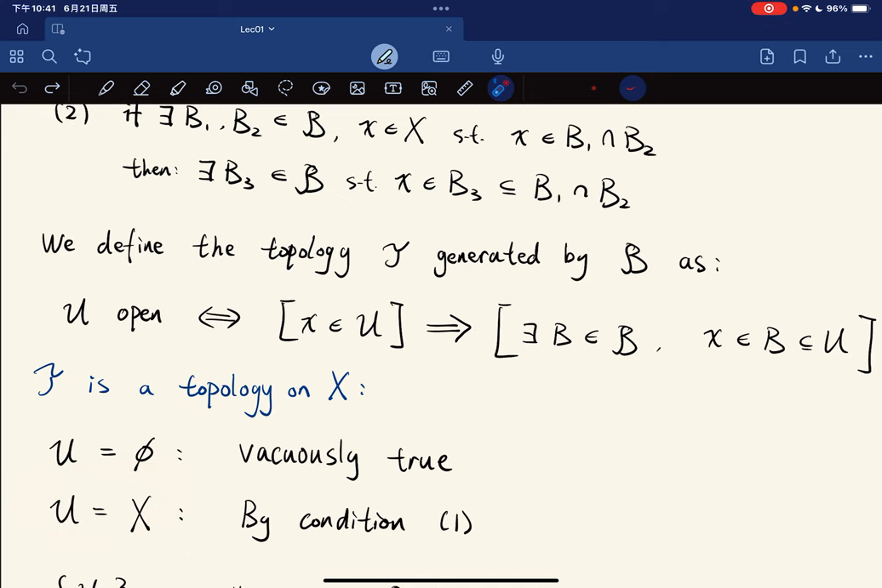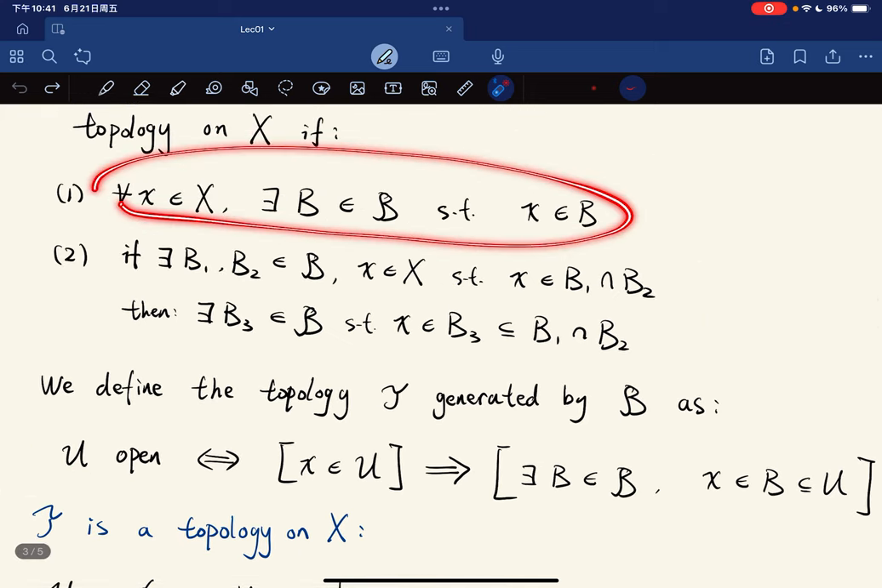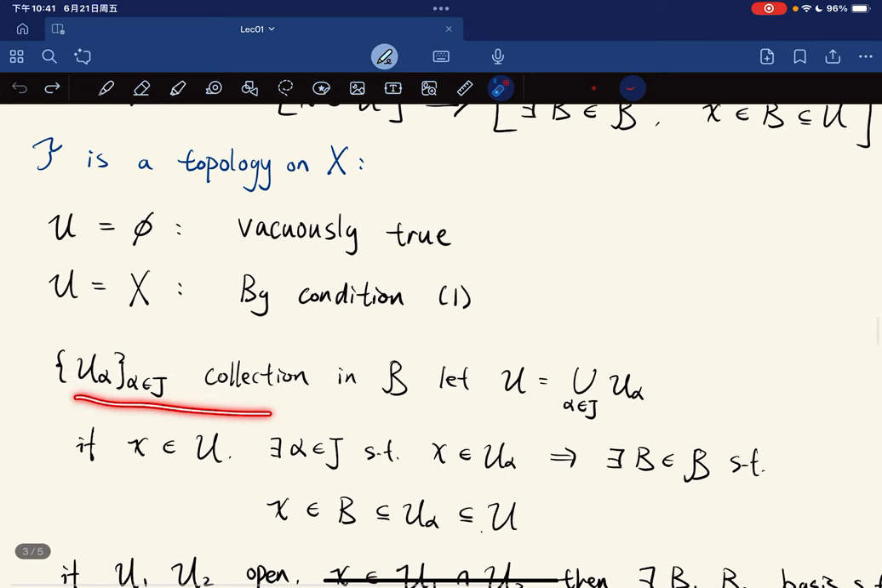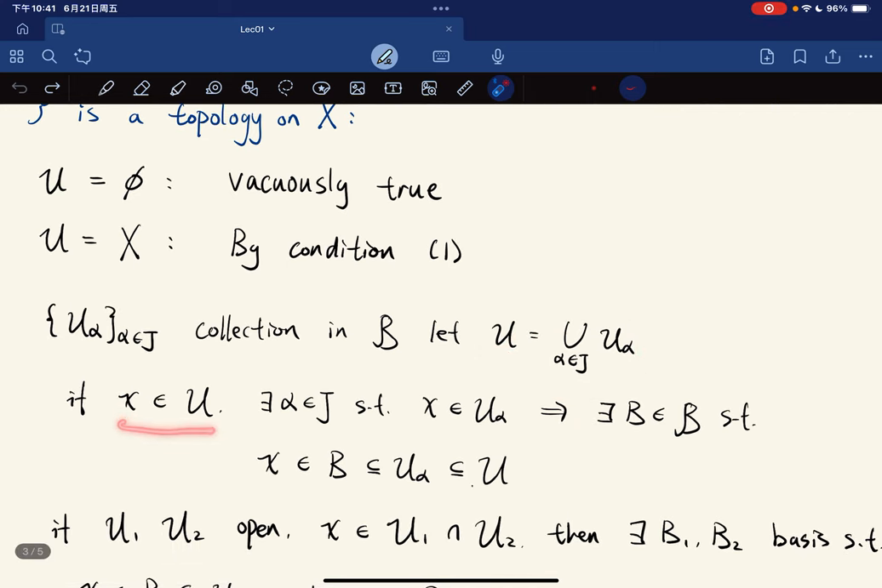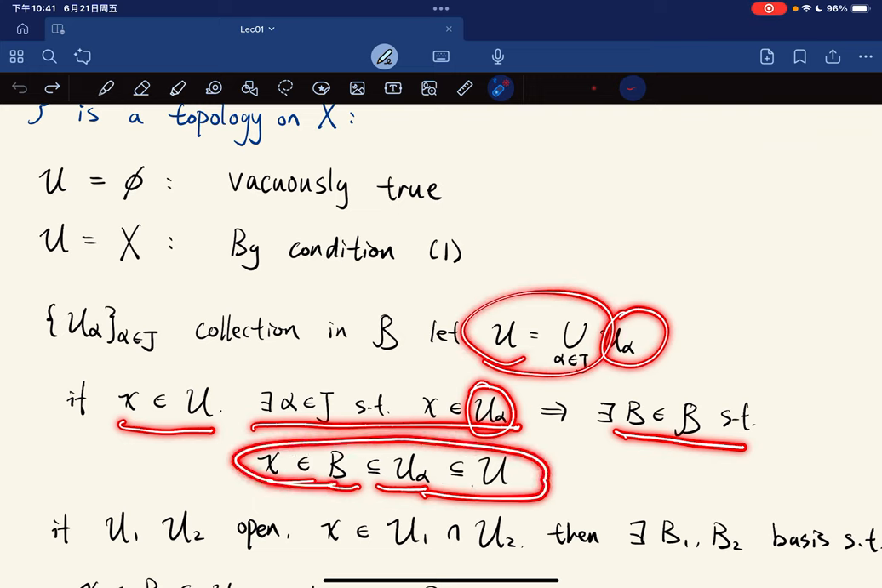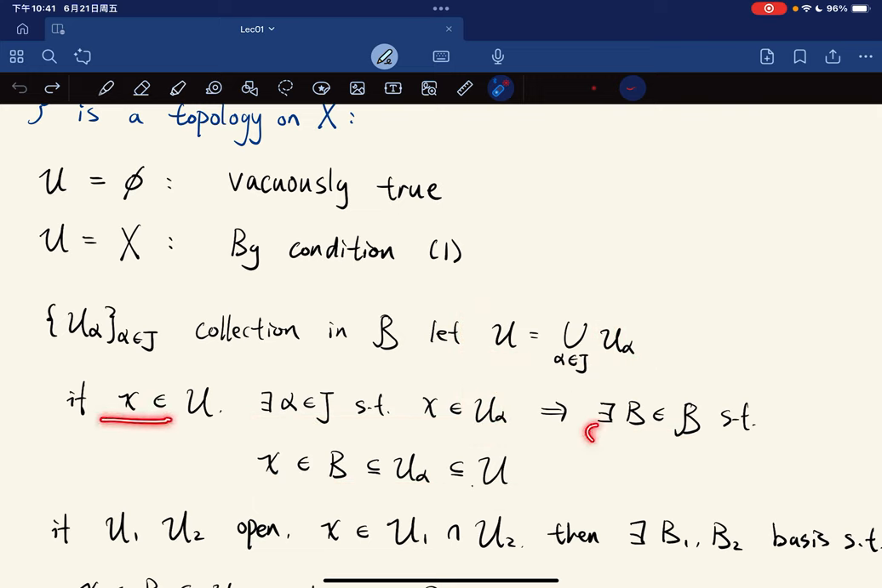If U is equal to X, then by condition one, it holds. Now if we have a collection of open sets and we let U denote their union, then if x is in U, we know that x is in some U alpha. Then there is a basis element B such that x is in B and B is contained in U alpha. But U alpha is contained in the big U. So if x is in U, there is a B such that x is in B and B is contained in U. So an arbitrary union is open.